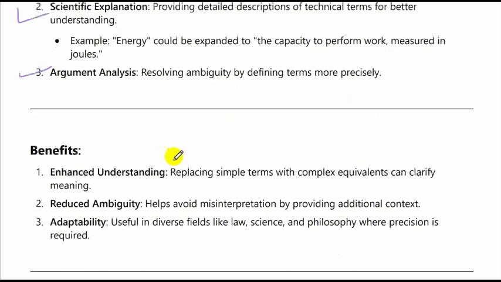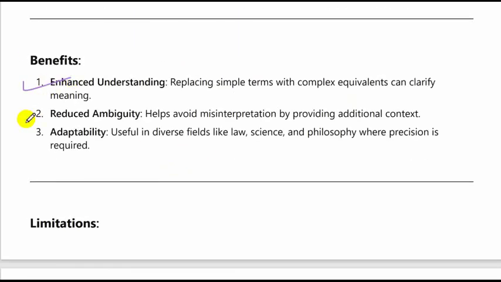Next, what are the benefits of this? Enhanced understanding, reduced ambiguity, and adaptability. Replacing simple terms with complex equivalents can clarify meaning, but it can also distort the meaning if it is over-expanded. It helps avoid misinterpretation by providing additional context. Useful in diverse fields like law, science, and philosophy where precision is required.